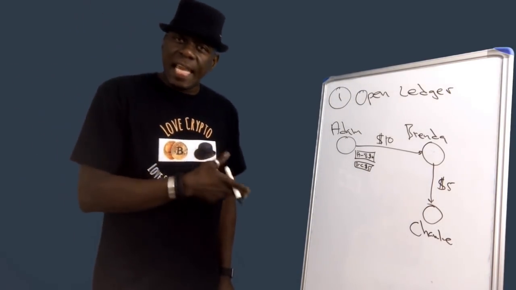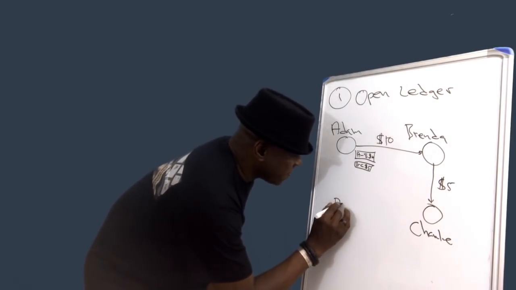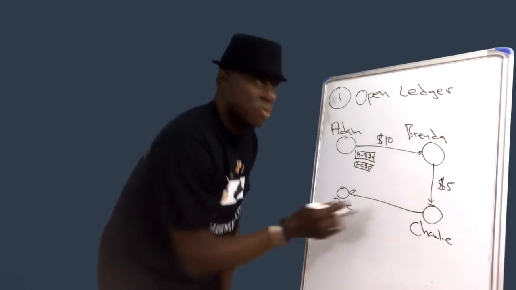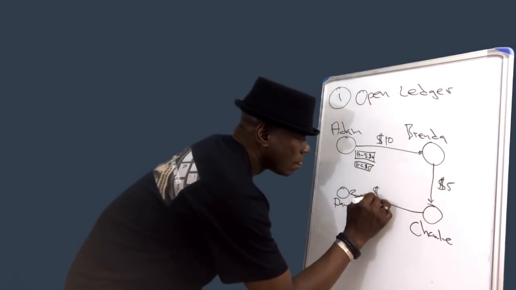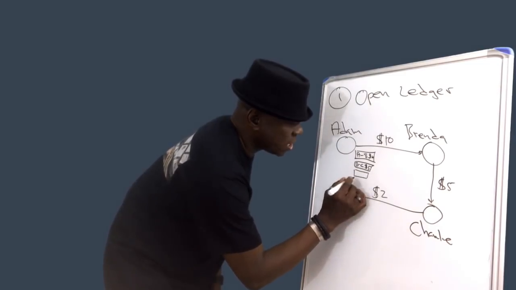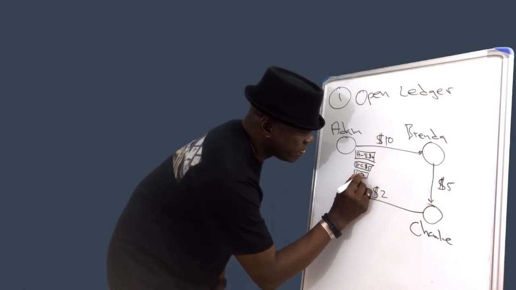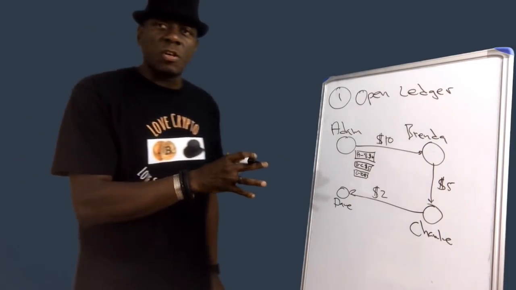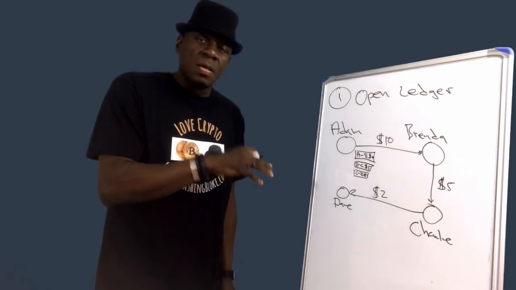Charlie now wants to send Dave some cash. So we have Dave. And Charlie sends Dave $2. So once again, create another entry, C to D, $2. The open ledger. Every single transaction is logged.